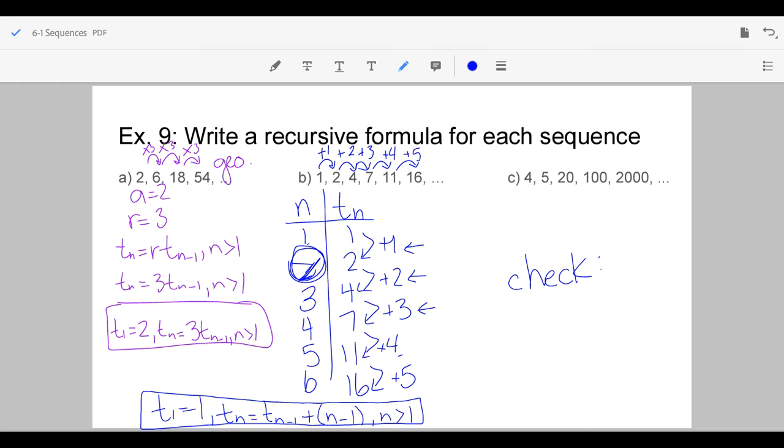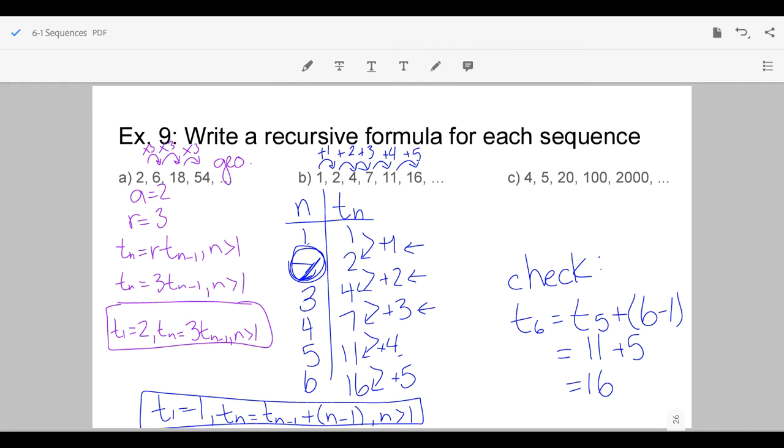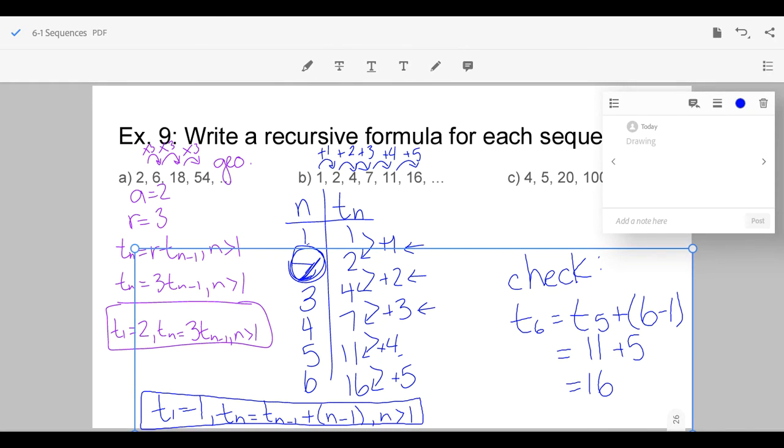So let's pick one of the higher ones. Let's say term 6 should be term 5 plus 6, because it's a term number, minus 1. So term 5 we already know is 11. 6 minus 1 is 5. 11 plus 5 is 16, and term 6 is 16. So that means that our formula that we've come up with is correct.